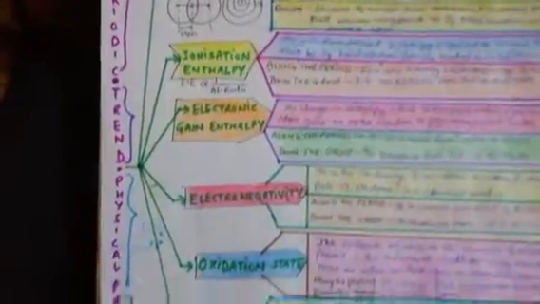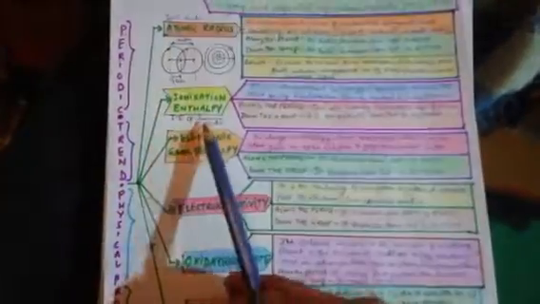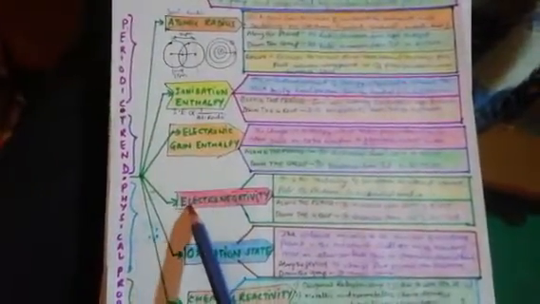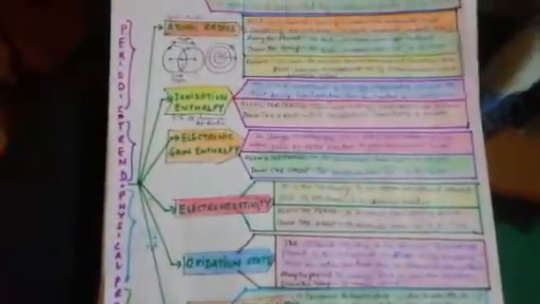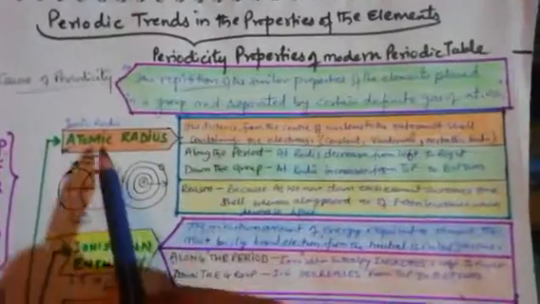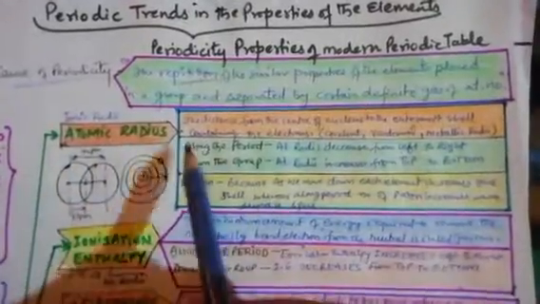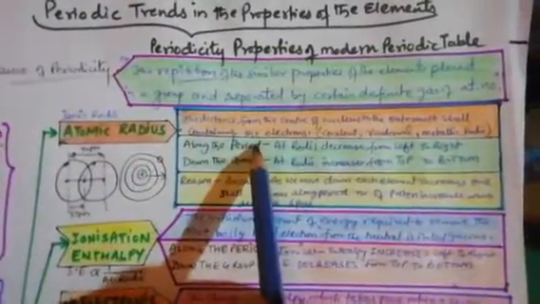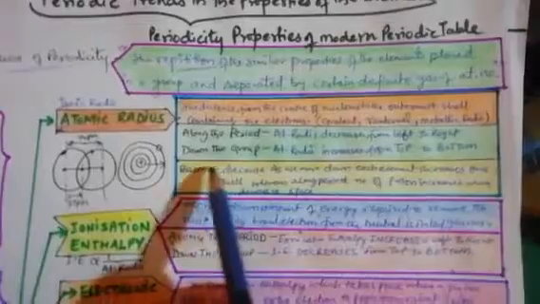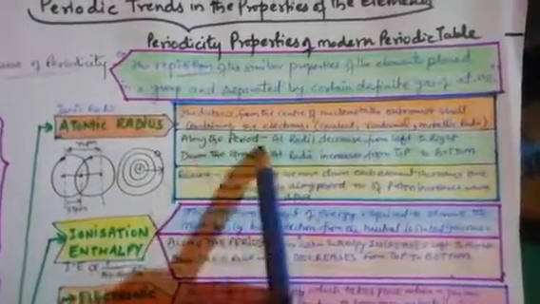Okay, so there are basically these periodicity properties: number 1, 2, 3, 4, 5, 6. The first is atomic radii, second is ionization enthalpy, third is electron gain enthalpy, fourth is electronegativity, fifth is oxidation state, and sixth is atomic reactivity. So let's start with atomic radius. Generally three things we will discuss. Number 1, the definition. Number 2, what happens along the period and down the group, and the reason why it is like this.